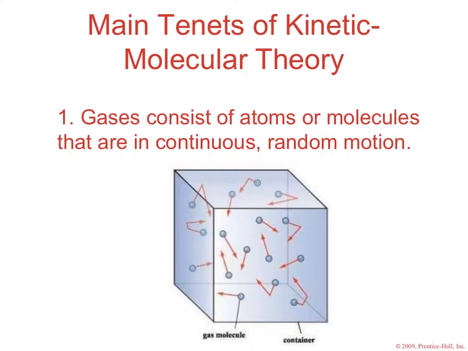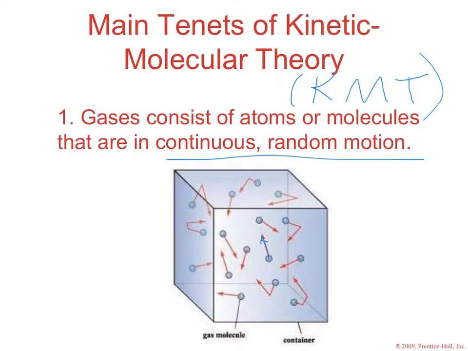So here are the main parts of the kinetic molecular theory. And again, that's often abbreviated KMT, just so if you see that you have an idea what it is. And these typically are multiple choice questions on your exam, so it's good to be familiar with each of the parts of it. So the first part is that gases consist of atoms or molecules that are in continuous random motion. So all of these lines or vectors in all different directions are supposed to be showing random motion.